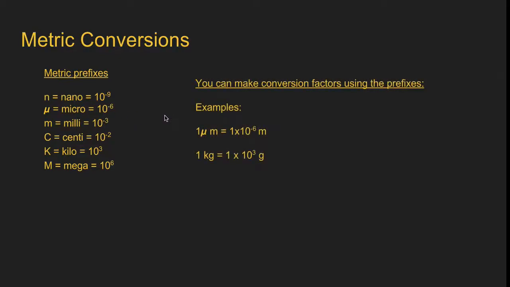You can make conversion factors out of these. So if I have 1 micrometer here and I want to get to meters, I just multiply it by 10 to the minus 6. I replace the micro with 10 to the minus 6. Or in this one, I've replaced kilo with 10 to the third.